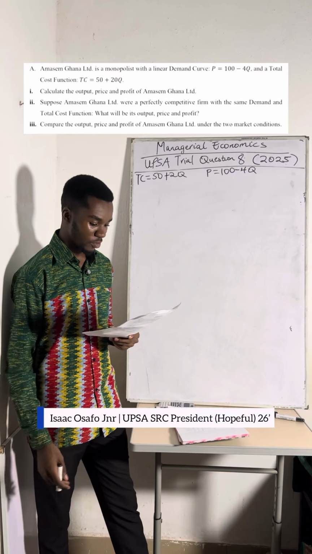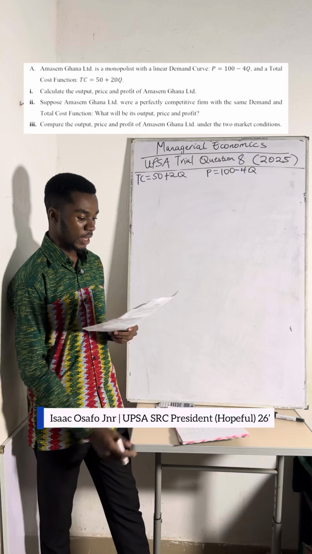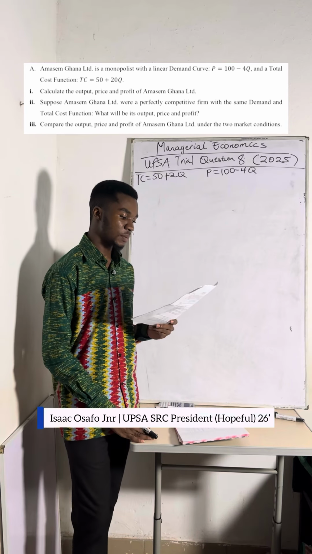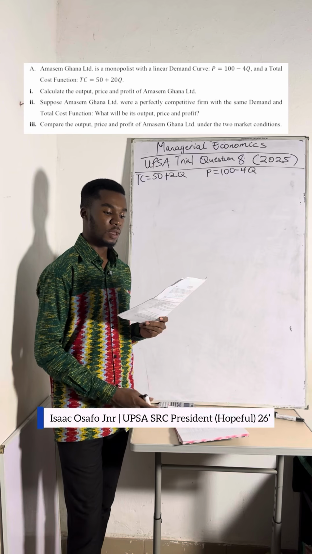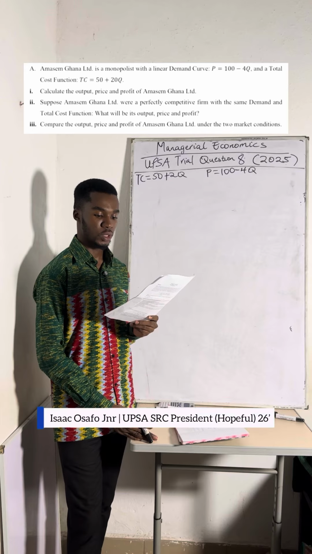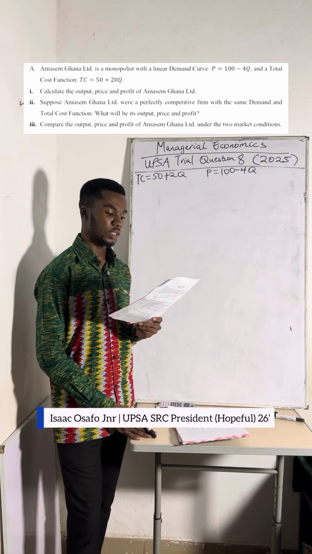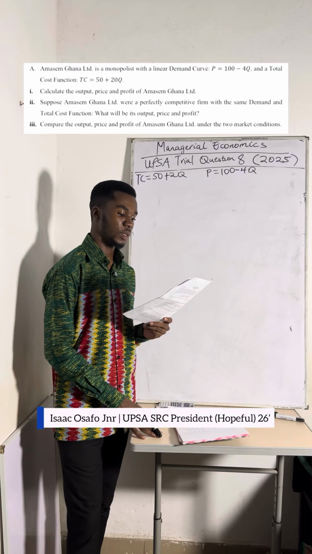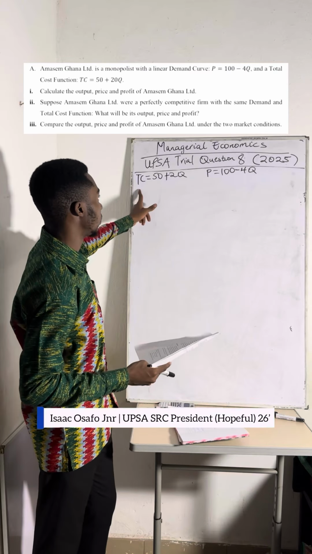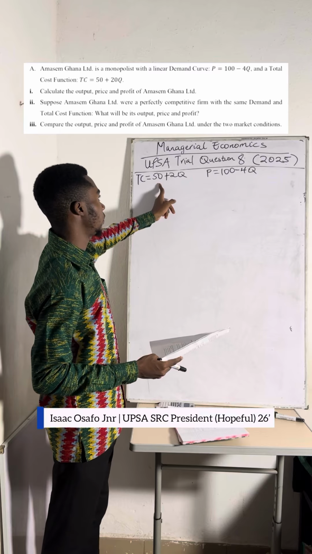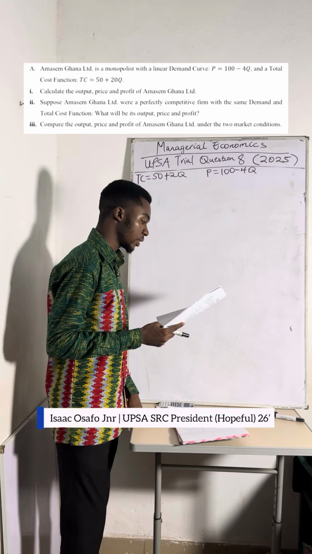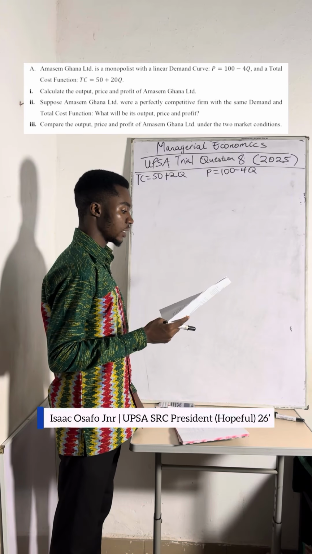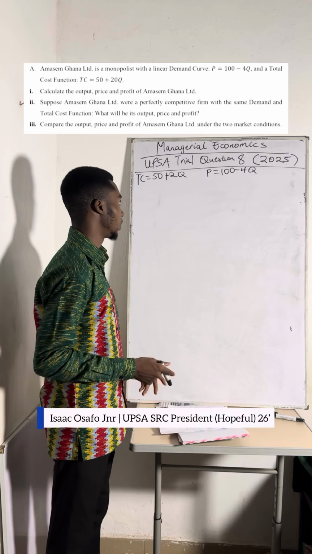All right, so I'm reading the question. So the question says, I'm starting with part A. It says that Amasem Ghana Limited is a monopolist with a linear demand curve, P is equal to 100 minus 4Q, and a total cost function TC is equal to 50 plus 20Q. So this is the total cost function, which is TC is equal to 50 plus 2Q, and P is equal to 100 minus 4Q. All right. So part one says that you should calculate the output, price, and profits of Amasem Ghana Limited.